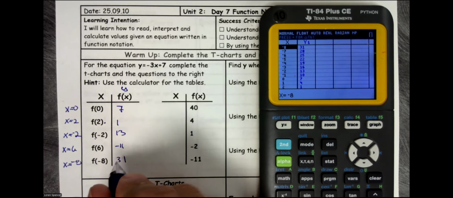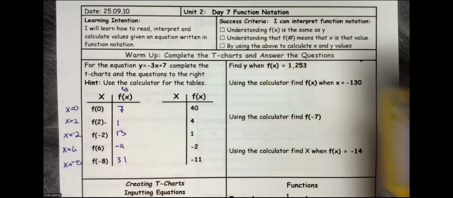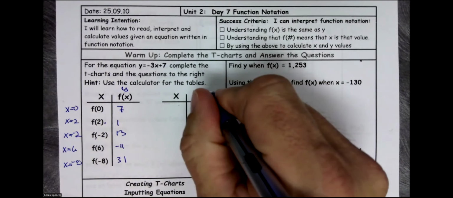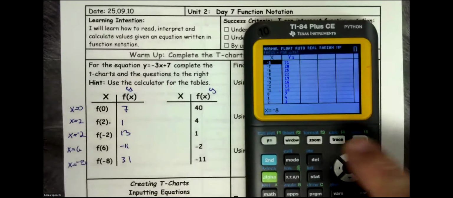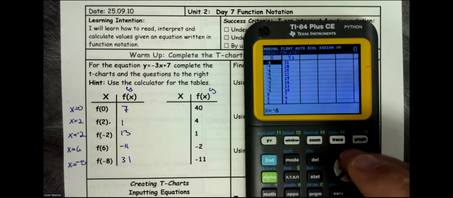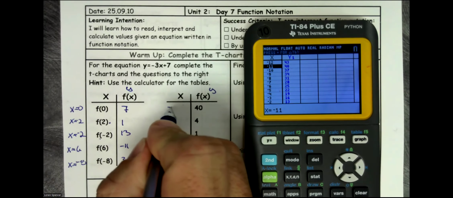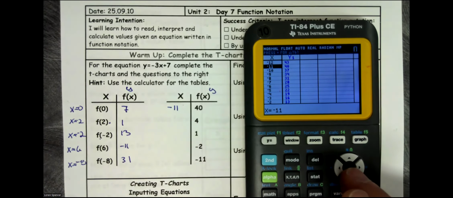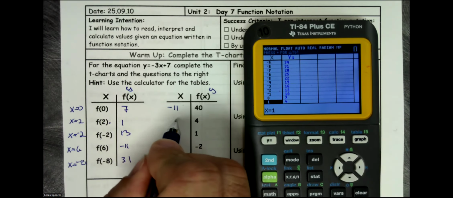All right, so continuing on. Then we're given f of x. So this time we're given y, and we want to find x. We're going to look at the y column, and scroll up until we get to 40. And we see 40 is negative 11. Then it wants us to get to 4, so we keep scrolling down until y is 4. Y is 4 when x is 1.